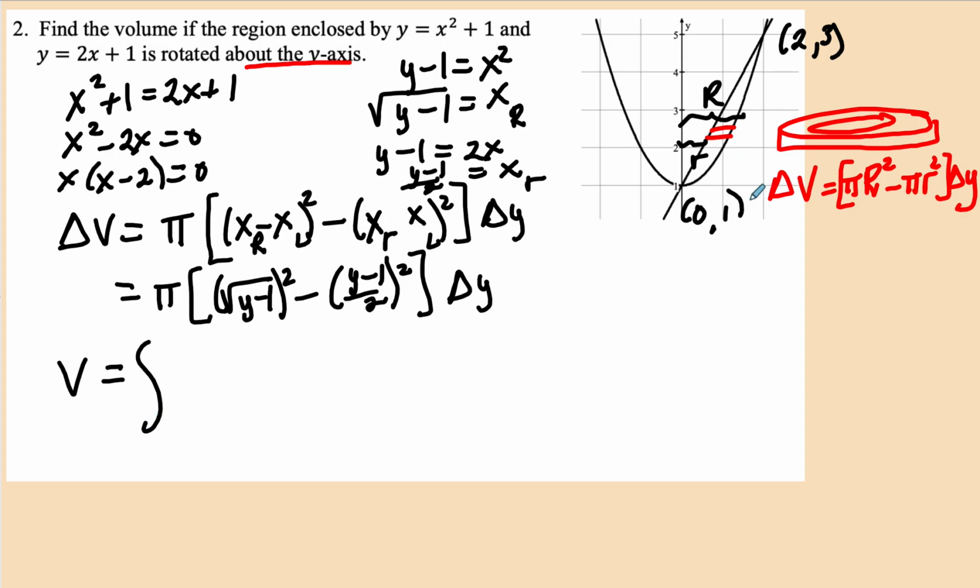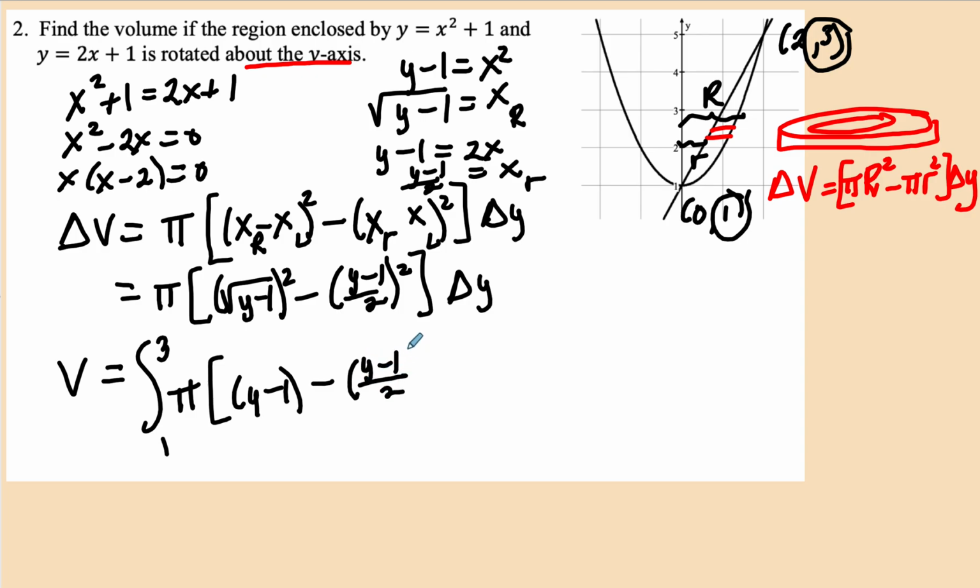And remember, I'm concerned about y's. So remember, it started at 1 and it went all the way up to 3, because I had solved the intersections. So 1 to 3, and it's pi. And then it'll be, again, if you want to just simplify, you can. And then we can just leave this the way it is. Y minus 1 squared, half squared, and then delta y. All right, and there is some simplifying here that we could do, or we could just leave it that way.